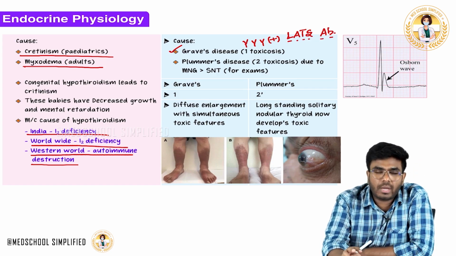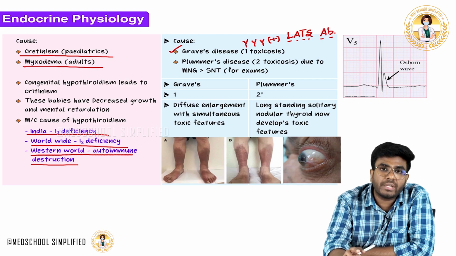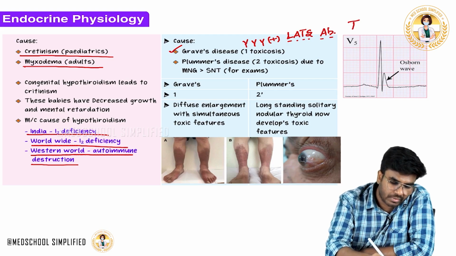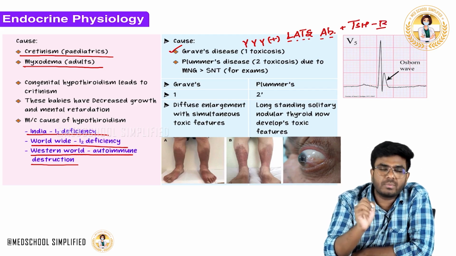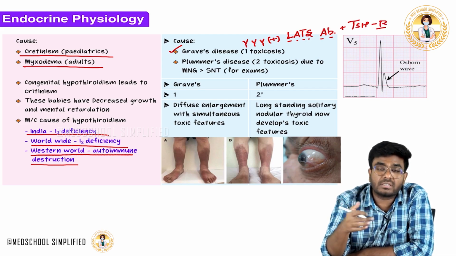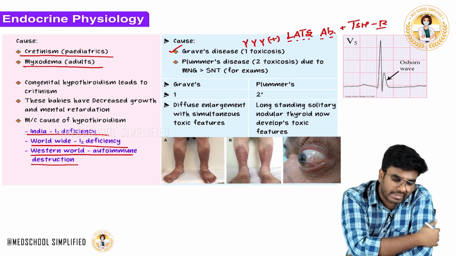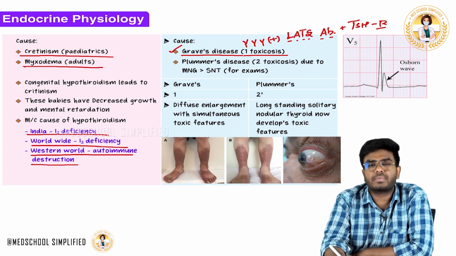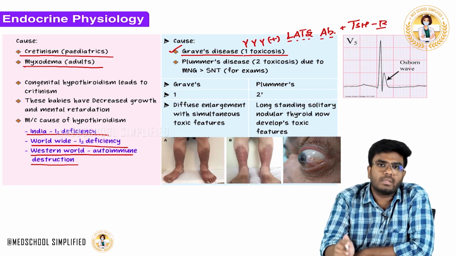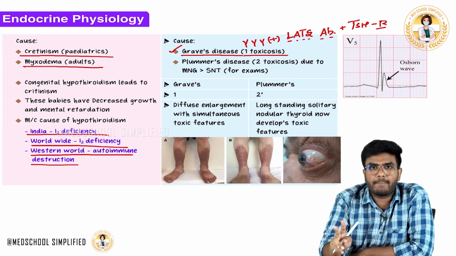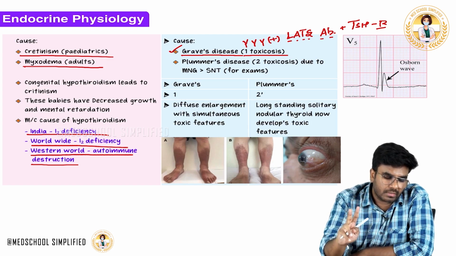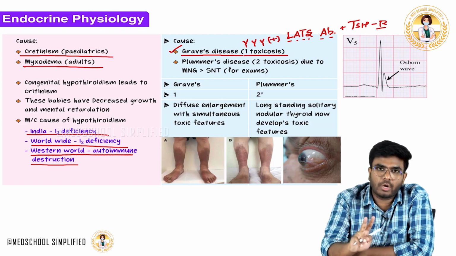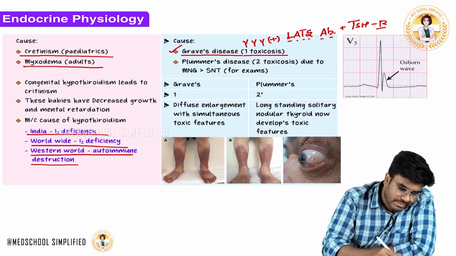Now these antibodies are going to come and stimulate the thyroid stimulating hormone receptor, the TSH receptor. Once the TSH receptor is stimulated, the thyroid gland is going to produce more T3 and T4. So this is Graves' disease, which is primary toxicosis. The thyroid gland is getting stimulated by the antibodies called LATs, long acting thyroid stimulating antibodies. Done. Now what are the other causes of hyperthyroidism?